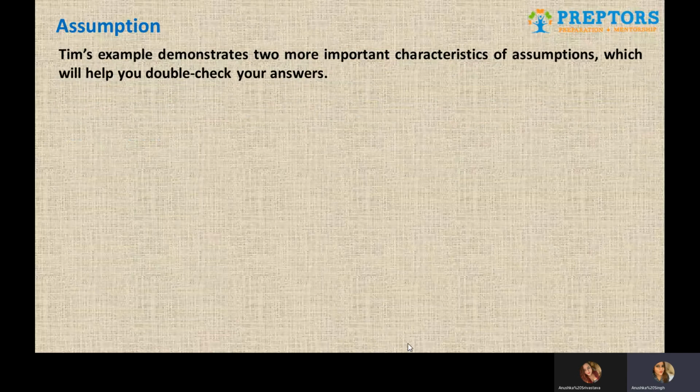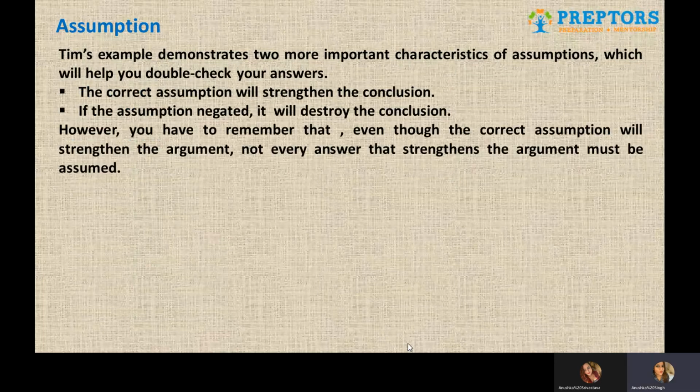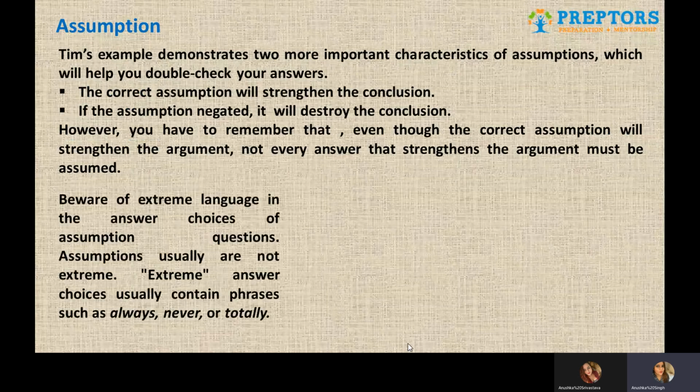Tim's example gives me two characteristics of assumptions. By this, you can double check your answers and verify your answers to be correct or incorrect. The correct assumption will strengthen the conclusion. So, your correct assumption will always strengthen the conclusion. And if the assumption is negated or nullified, it is going to destroy your conclusion. So, as I said, it can make or break your entire argument and your entire conclusion. However, you have to remember that even though the correct assumption will strengthen the argument, not every answer that strengthens the argument must be assumed. Right? Not everything has to be assumed.